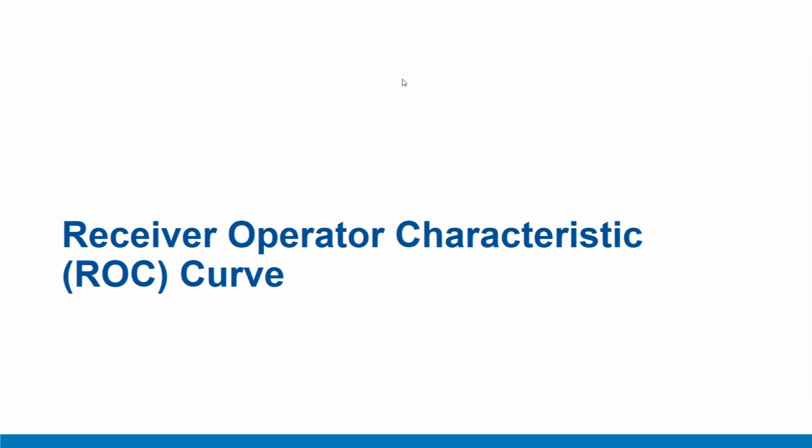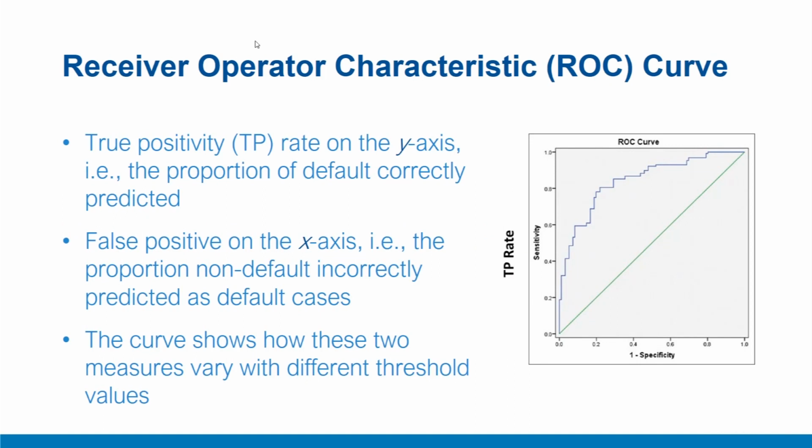In this video, we'll discuss receiver operator characteristic curve, which is a very important visual measure of the accuracy of classification algorithm. Recall our discussion on true positives and false positives. Remember, true positives are the same as sensitivity measure and false positives are 1 minus specificity measure. We discussed these formulas in the previous video.